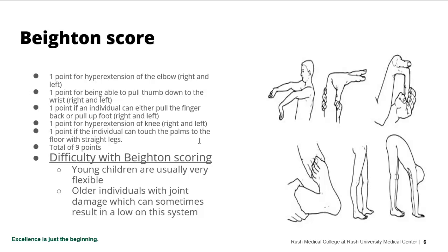But the difficulty with this scoring is that young children are often very flexible, and it's not unusual for them to have a Beighton score of 6 or greater. And older individuals often have damage to their joints and may have a negative Beighton score because they had to have bilateral knee replacement or other types of surgeries.